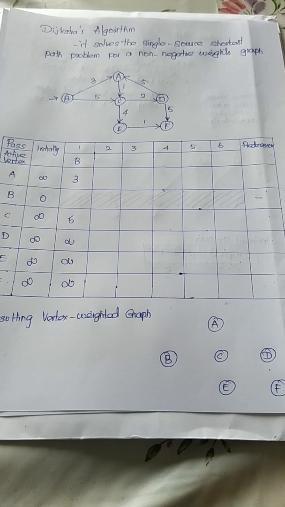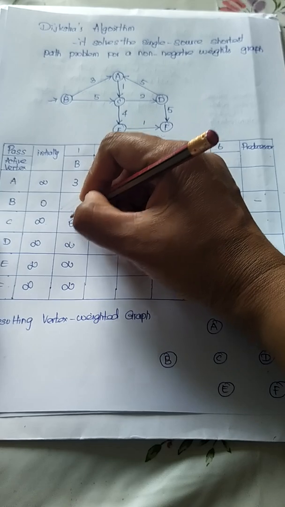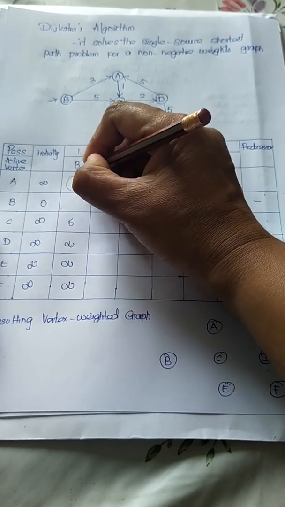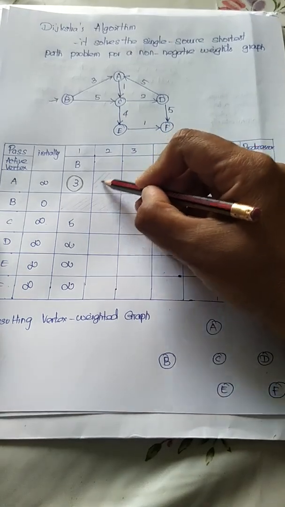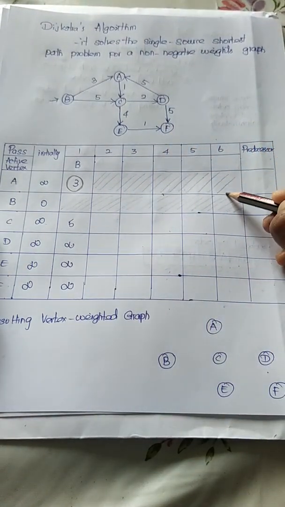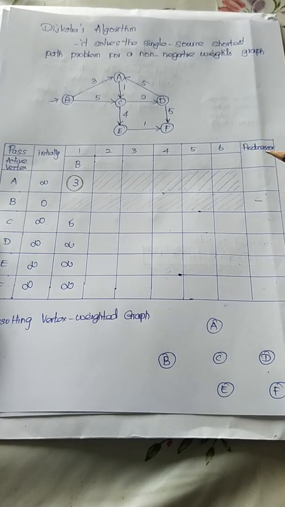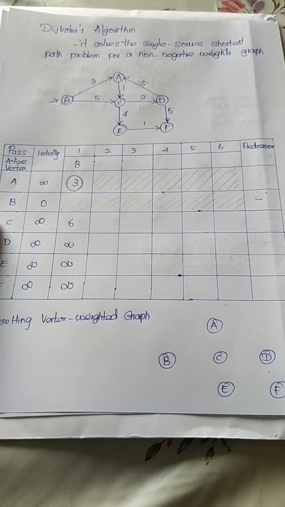Now you need to finalize. Finalize means you need to identify the minimum value. Smallest cost. Among the 3 and 5, this is the smallest. I finalize this cost. When you finalize it, let's shade that entire row, so that I'm not going to recalculate it, because the algorithm says it's final already.